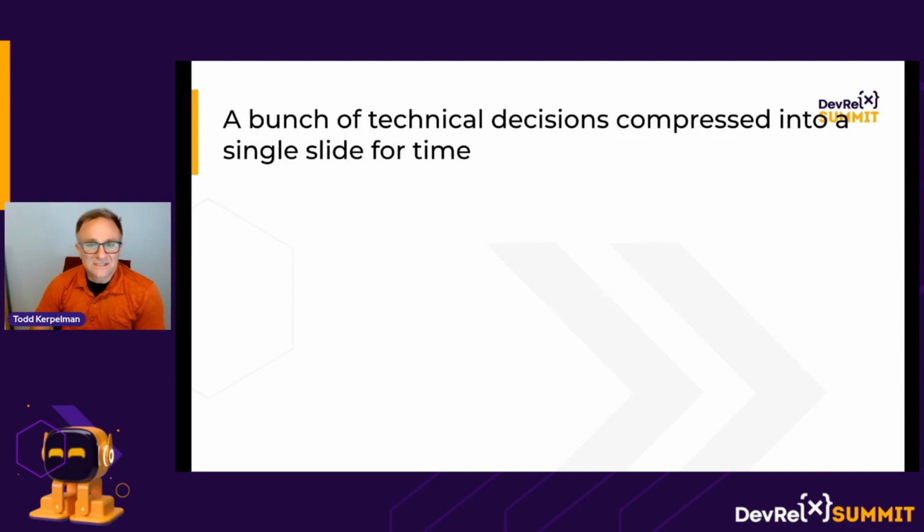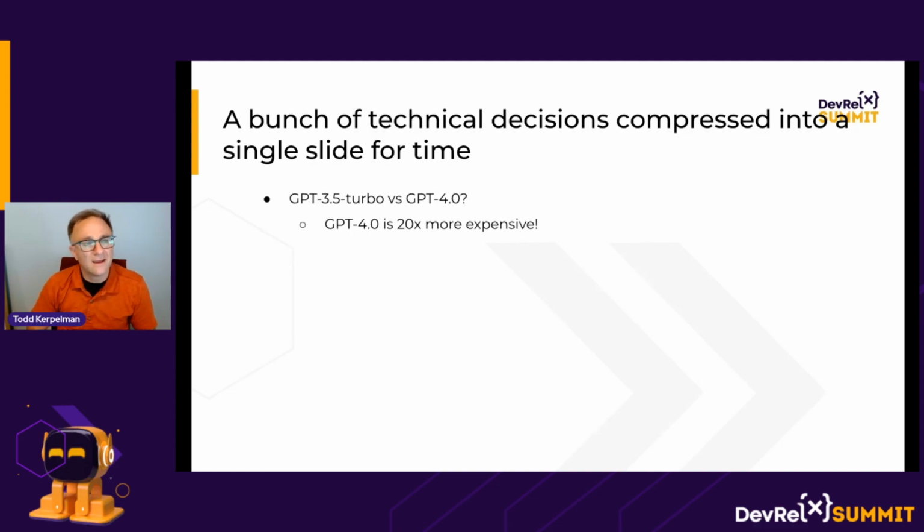Here's a bunch of technical decisions compressed into a single slide because, again, I only have 15 minutes. We used GPT-4 over GPT-3.5 Turbo. And a lot of developers that have been working with GPT were surprised by that because GPT-4 is like 20 times more expensive. And so I think a lot of developers just discount it right away. But I would say, maybe that's okay.